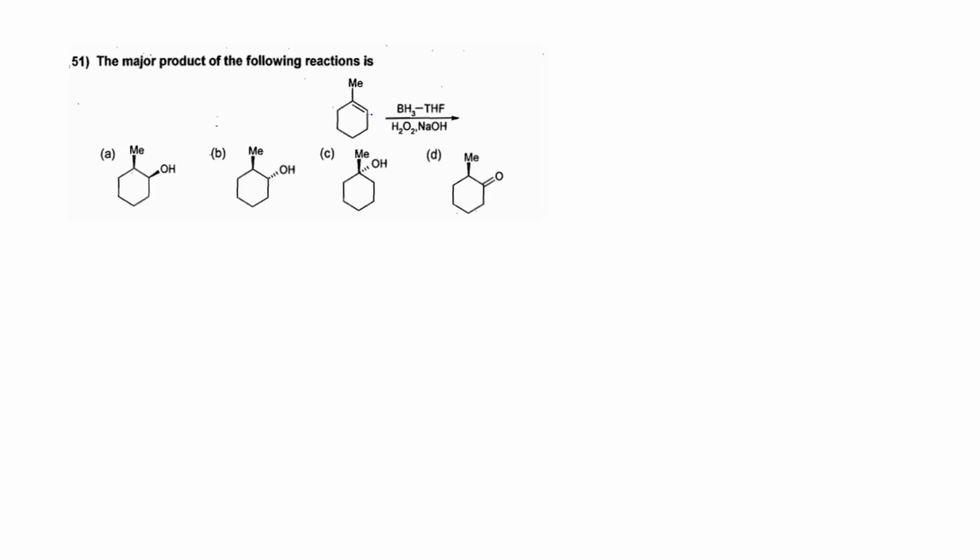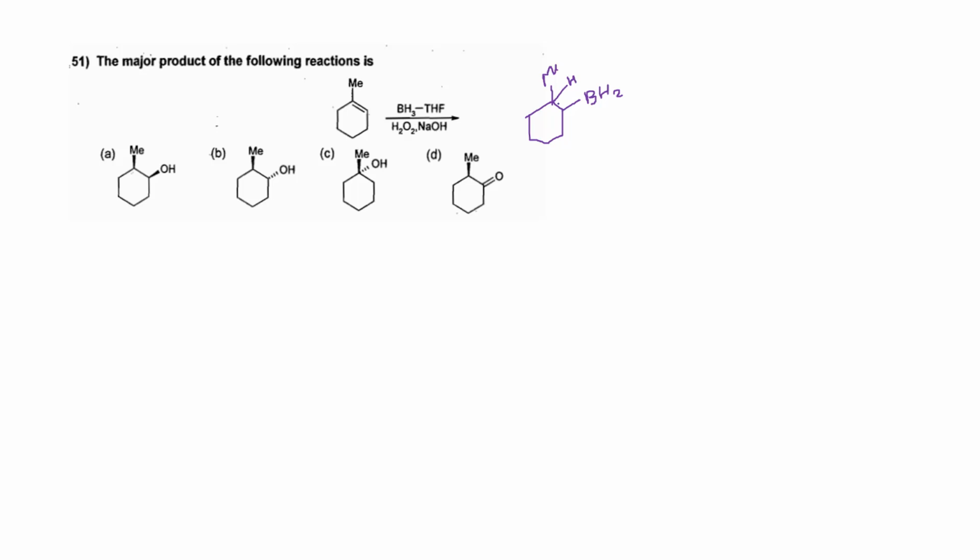But in the case of the anti-Markovnikov rule, the hydrogen will be added to the more hindered side. So boron will be added to the less hindered side, whereas hydrogen will be added to the more hindered side. Now this addition will be seen.